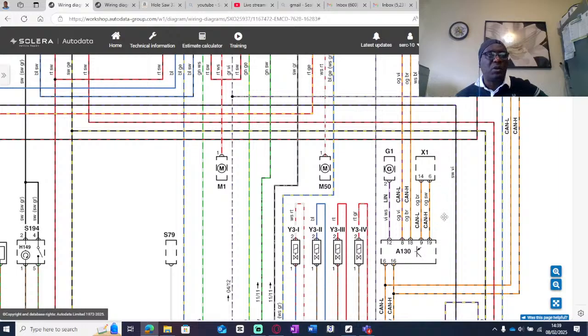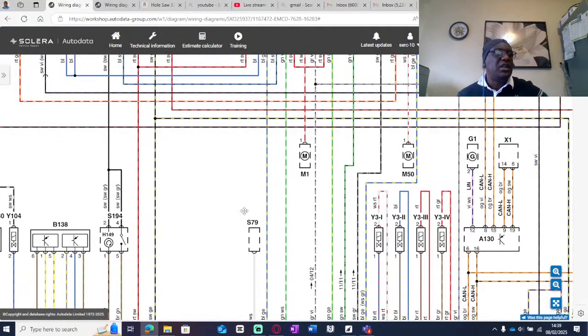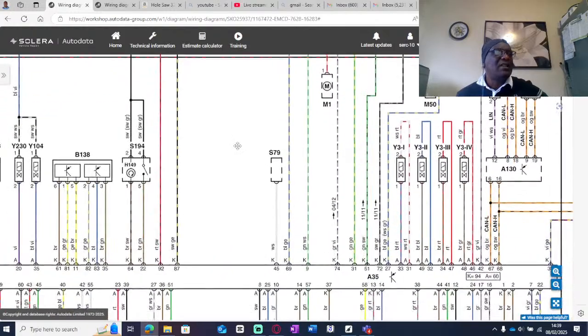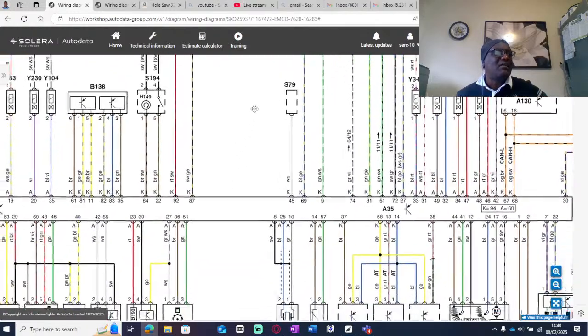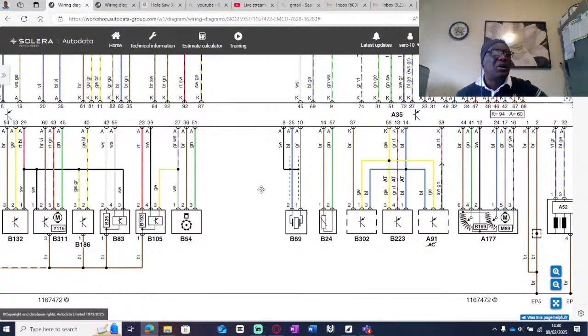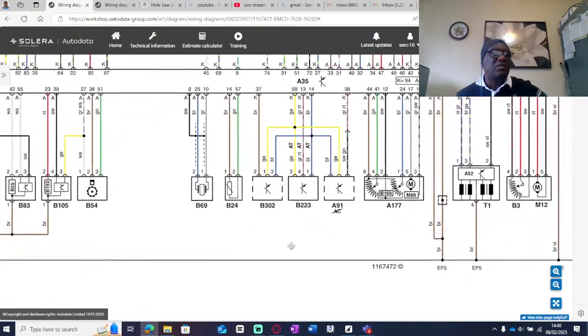I'll show a Volkswagen some stage. Right, so I think I have shown you, basically, how this thing works.